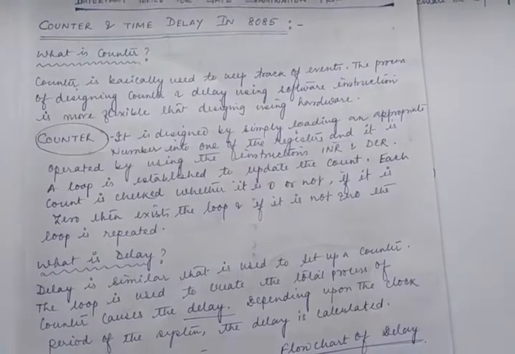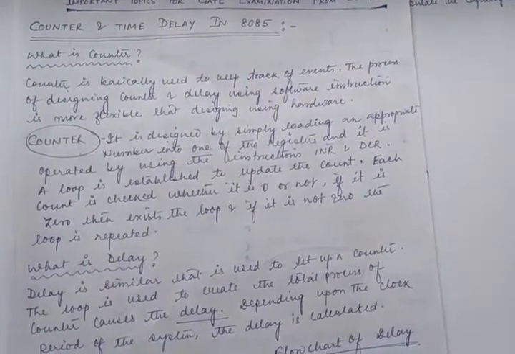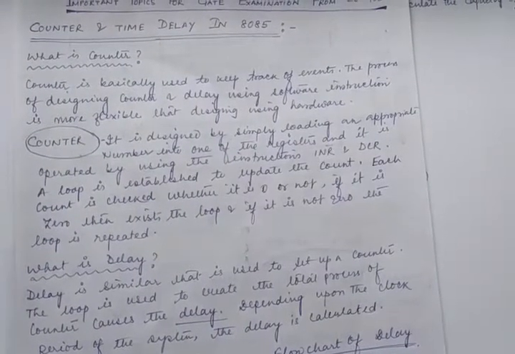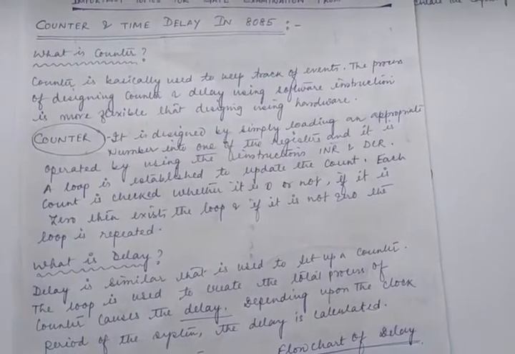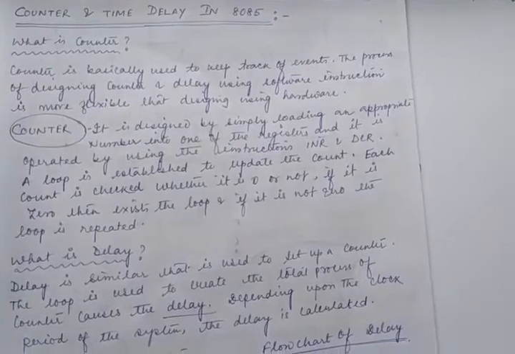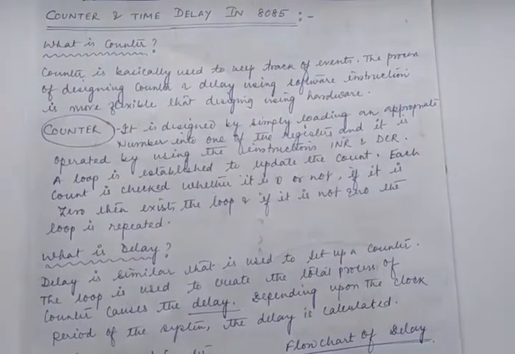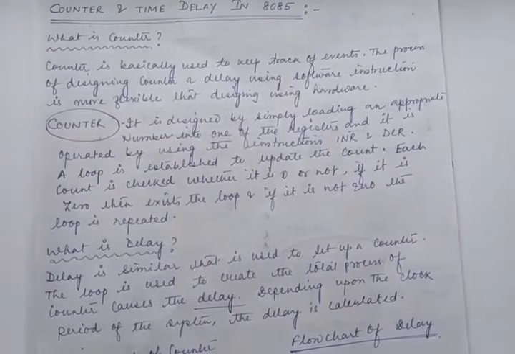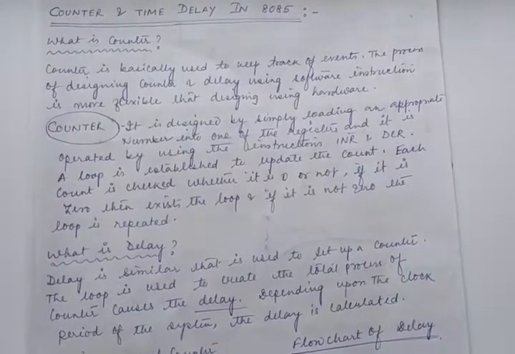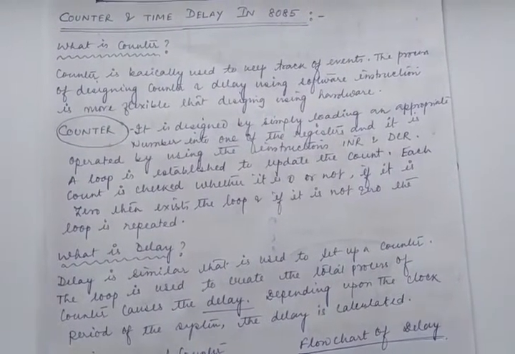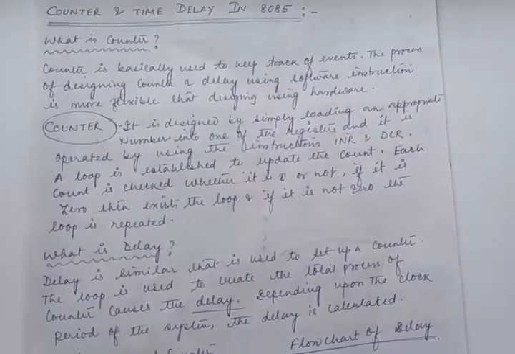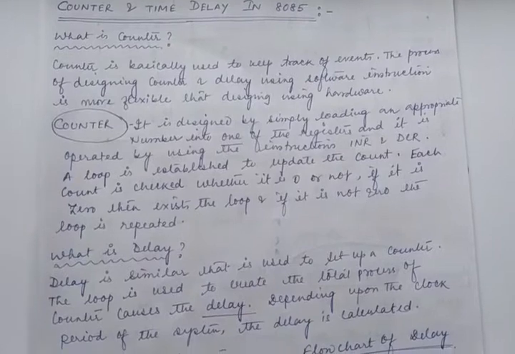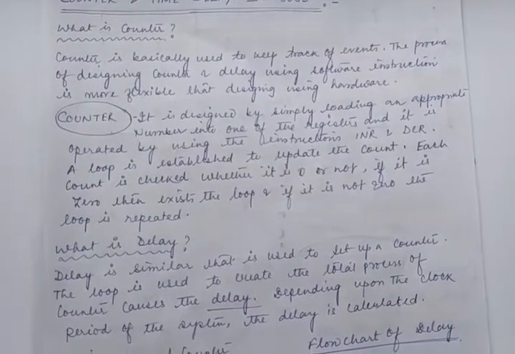So we will check some conditional instruction with a diamond shape in the flow chart, that whether the counter value is 0 or not. If it is 0, then we will exit the loop, and if it is not 0, then the loop will be repeated. This has already been shown in numerous examples of your assembly language programming, right? So all of you have the knowledge of counter, right?